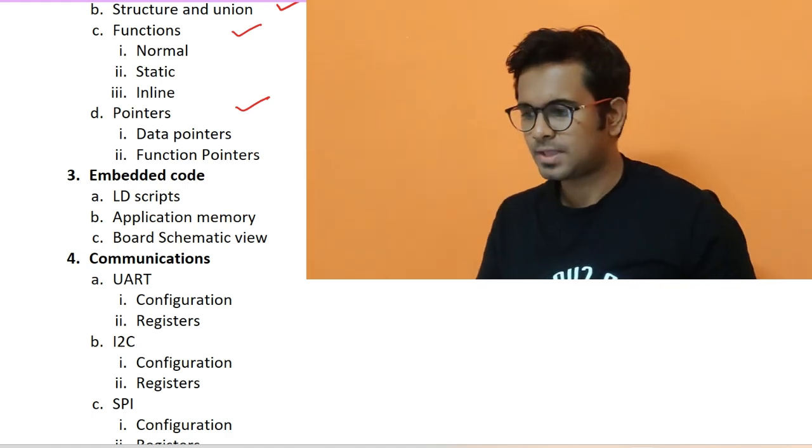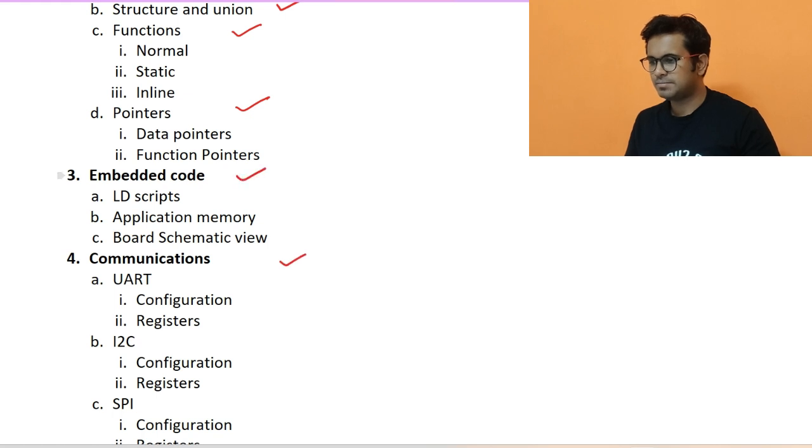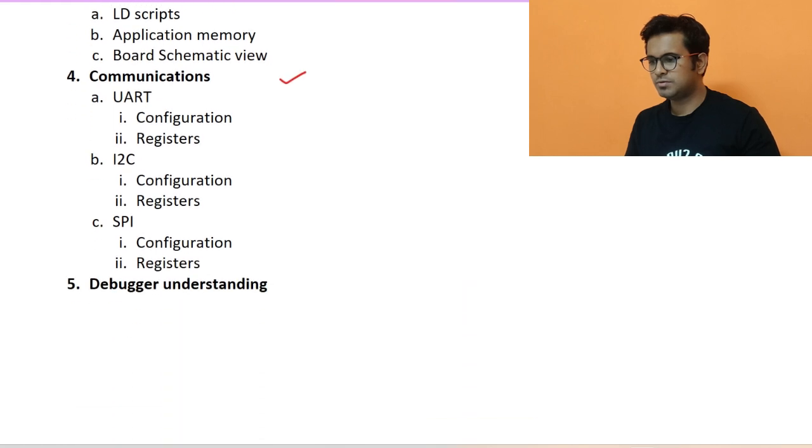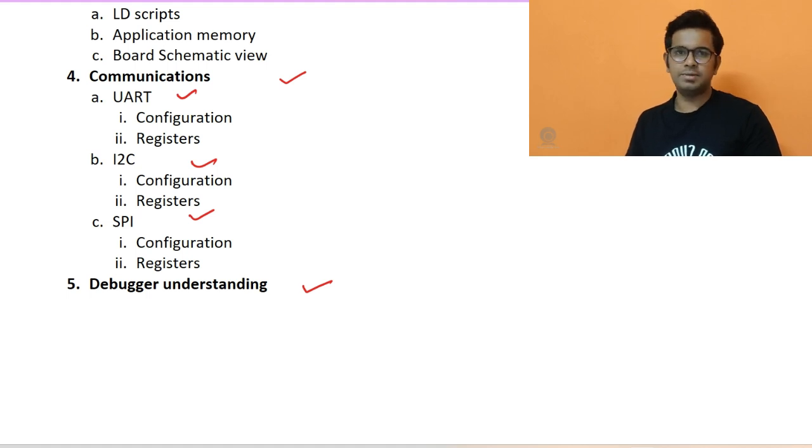Next, we will look into the communication part. After the embedded part is finished, in communication, mostly we will look into three things: UART, I2C, and SPI. After these are over, then we will understand what is a debugger. And at the end, there will be a bonus section where I will be explaining what is a bootloader and how we handle bootloader coding.